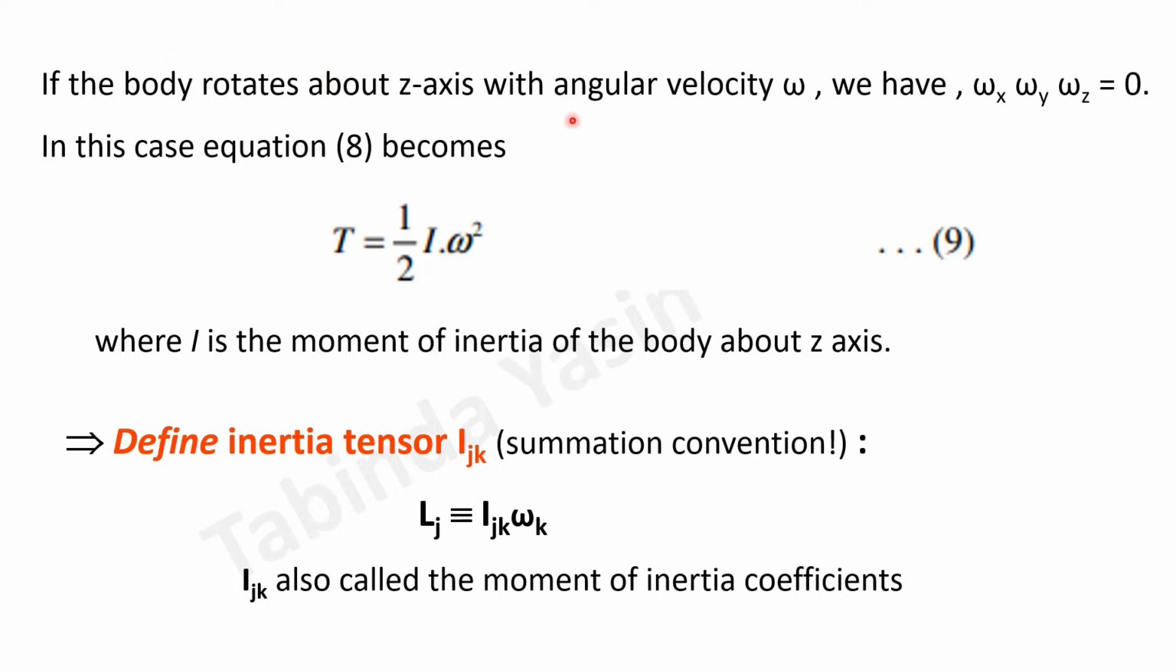Now, if the body rotates about the z-axis with angular velocity omega, then omega x and omega y are equal to 0. In equation 8, if the x and y velocity components are 0, all those terms become 0. So only T is equal to 1 over 2 I omega square remains, and that is equation number 9, where I is the moment of inertia of the body about the z-axis. Now we are going to define the inertia tensor using the Ijk summation convention, and from that we write the angular momentum Lj is equal to Ijk, the tensor form of inertia, times omega k. Ijk is also called the moment of inertia coefficients.